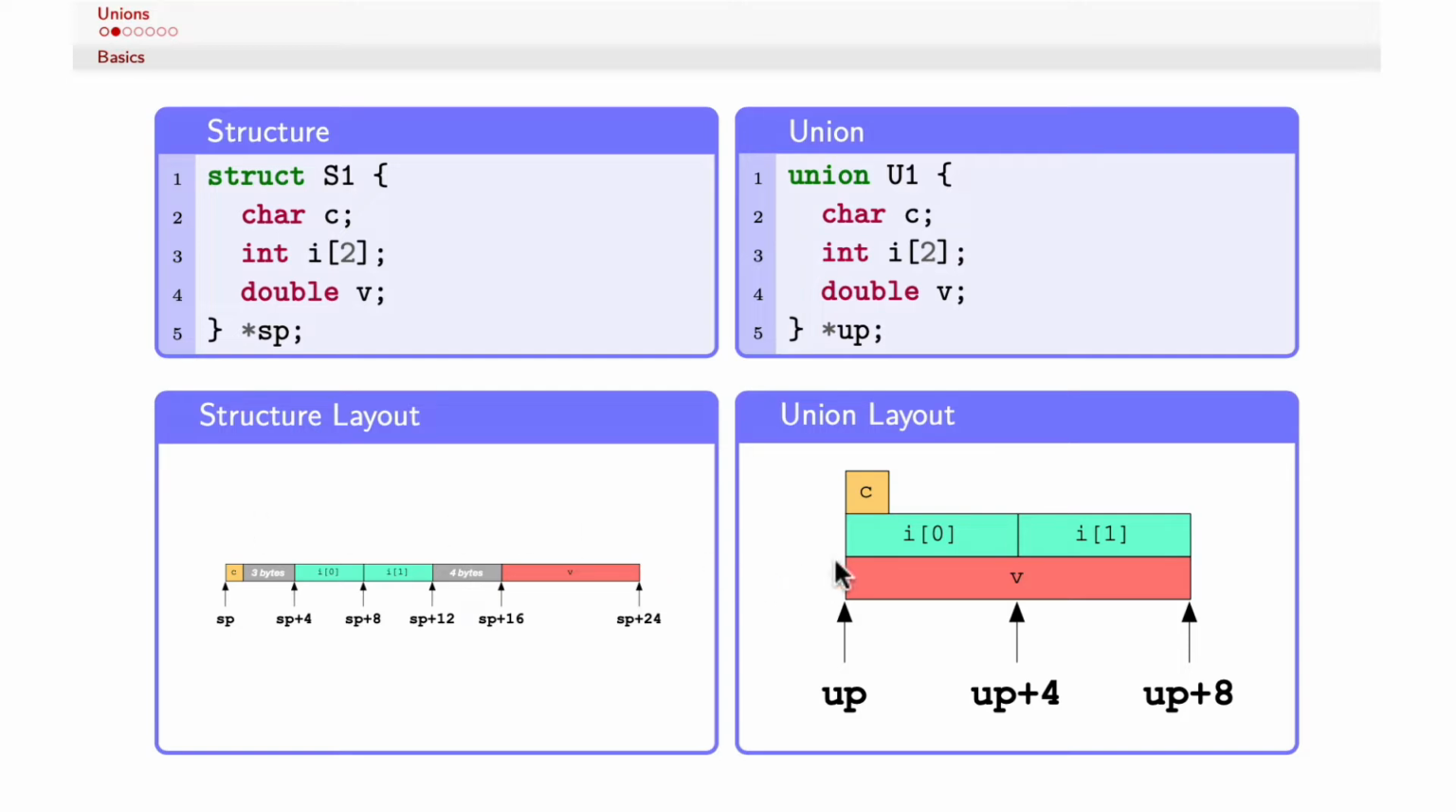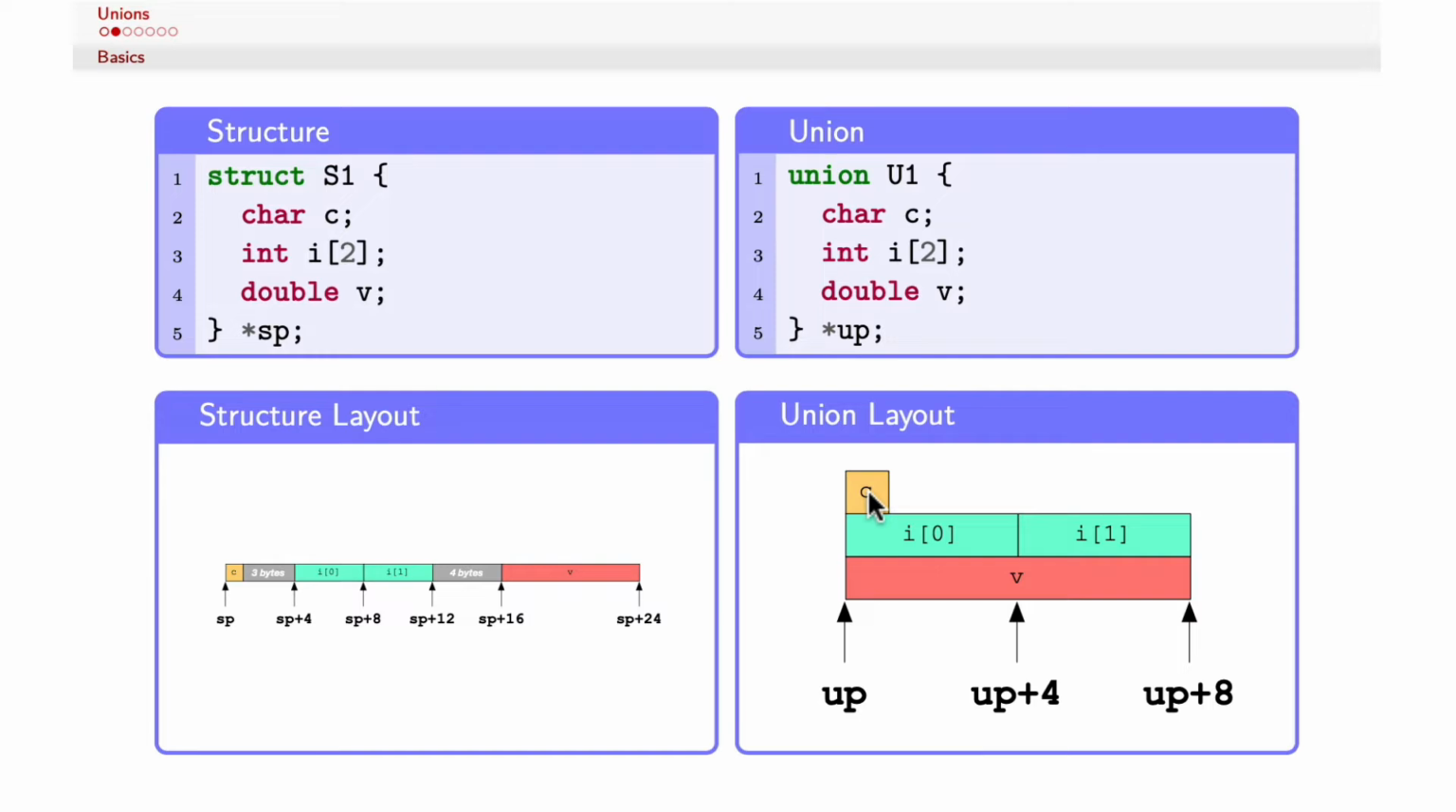As you can see, it's very different. In particular, it only occupies 8 bytes. And you can see that the way I've drawn this here shows that the character C, the first byte of the first integer in the array, and the first byte of the double V are all actually at the same address. The overall size of the union is basically just going to be the size of the largest element within it. The idea here is that we could read or write this same part of memory using any of these three data types.